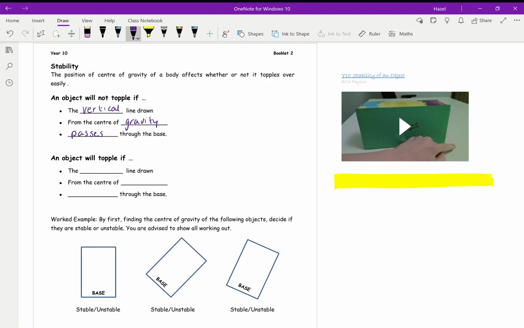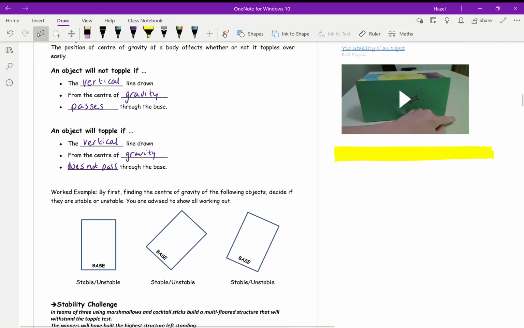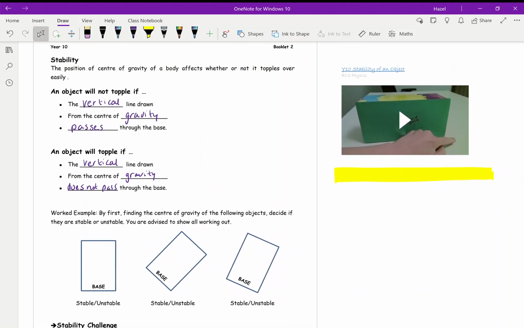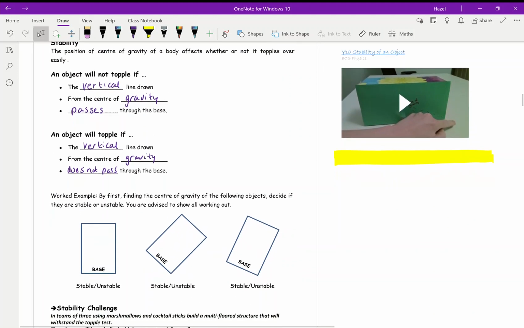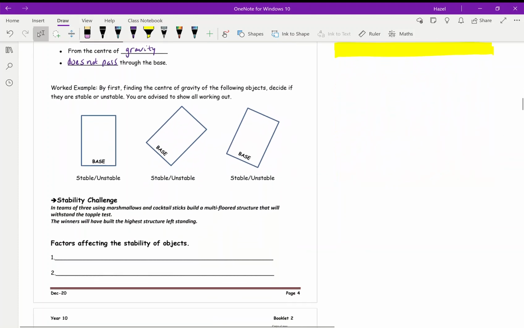And an object will topple if the same vertical line drawn from the centre of gravity does not pass through the base. All of that can be seen in the YouTube video called Year 10 Stability of an Object, and you can search for it under those words.